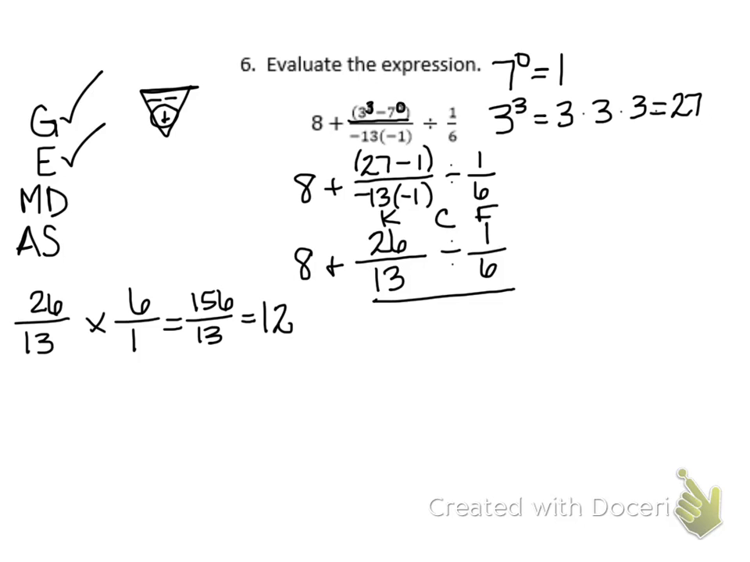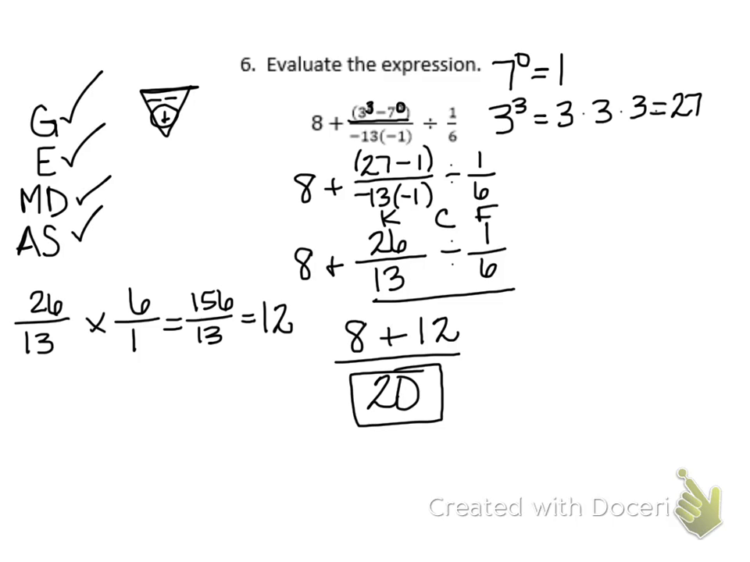So now I'm just going to rewrite what I have. So I have 8 plus 12 now. I've done my division. Now I'm going to do my addition or subtraction, so I'm going to underline it. 12 plus 8 is 20. Check that off, and that's my answer.